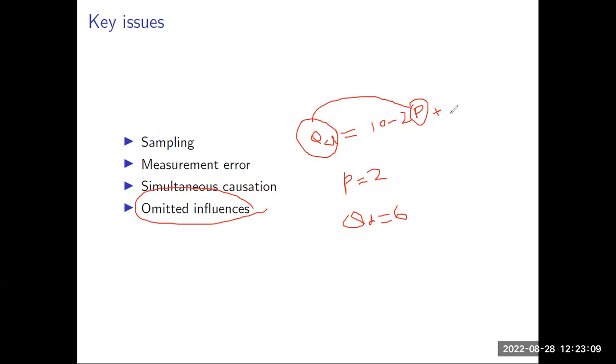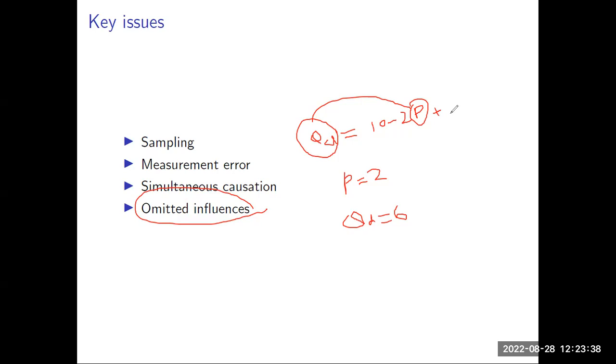Say, for example, your income, your taste, your fashion, your weather, your family size, your religion, your social values. There are a lot of things that are determining the demand curve or the demand value, but you are just taking the price. So there are some omitted influences. There are some variables that should have been in the model but have not been included in the model. All right. And that's what basically happens, and these are the problems that you have to face.